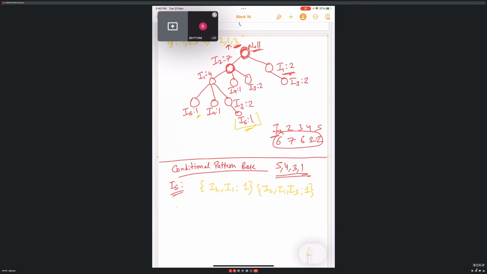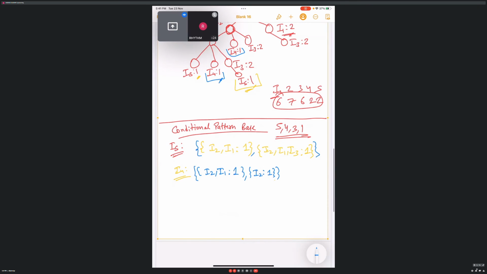Now let's check for I4. One I4 is here and another I4 is here. Again we will have two paths. One is I2, I1, and the support here is 1. Another one is I2 and the support is 1. Okay, so this is our conditional pattern base.